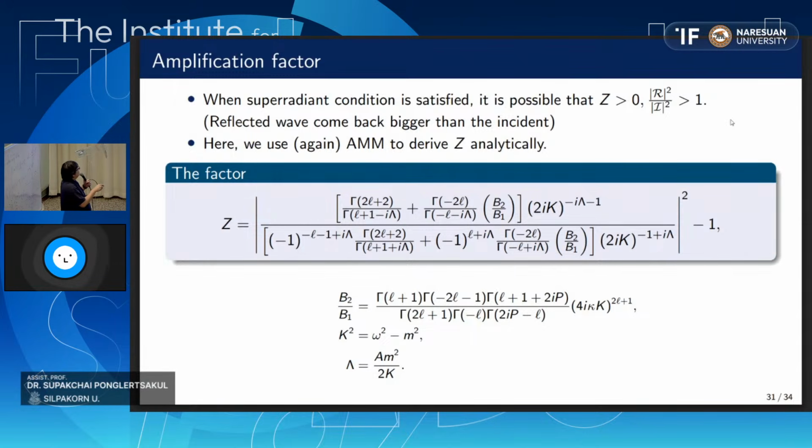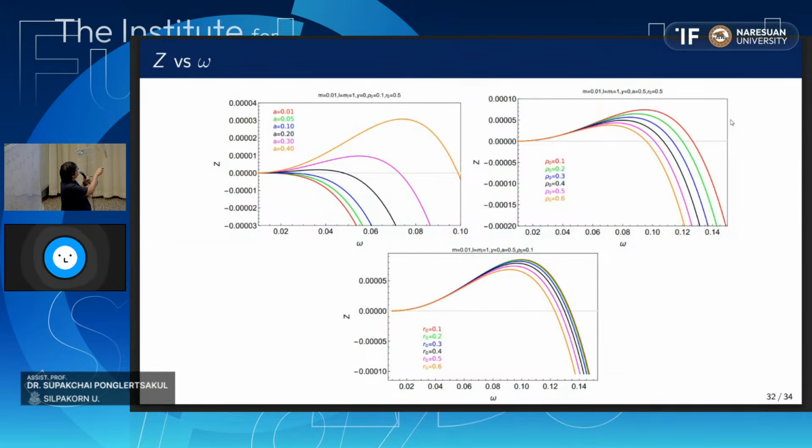We went through a lot of analytic approximation and calculation before we could get this, but eventually we can show that there is some range. This is a plot of the amplification factor against omega. The important part is where the factor becomes positive, that means above the zero line. That means superradiance actually happens.